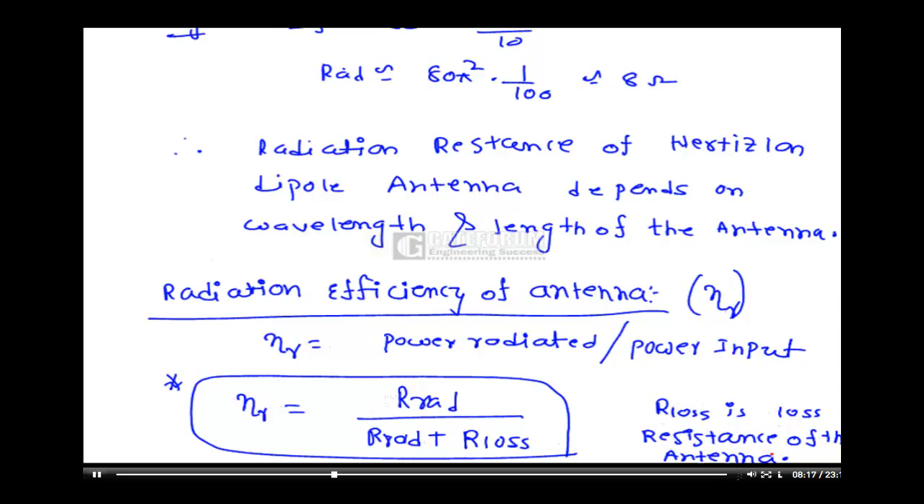So directly we can calculate this using the radiation resistance. Suppose you know the radiation resistance and the losses. If the loss is 0, then what is the efficiency? It is 100% efficiency. That is, power radiated is equal to power input. The next one is the half wave dipole antenna.